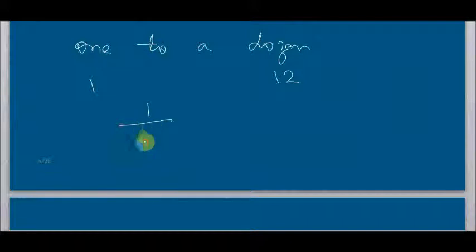Next, suppose it is given 1 to a dozen. 1 means 1 and dozen means 12. There is no unit. So what will you write here? 1 upon 12. Clear? Another example I am giving you.